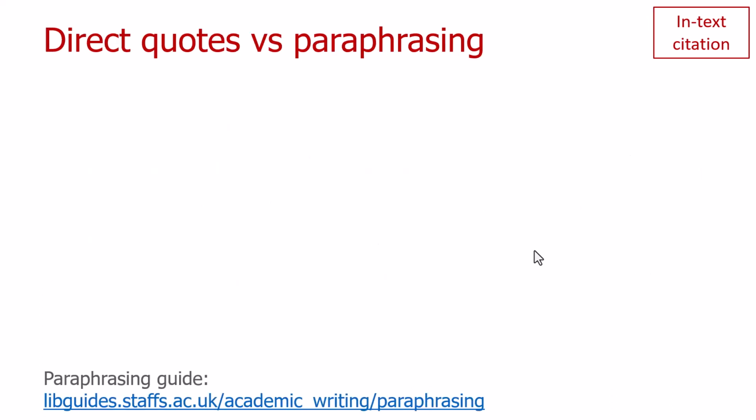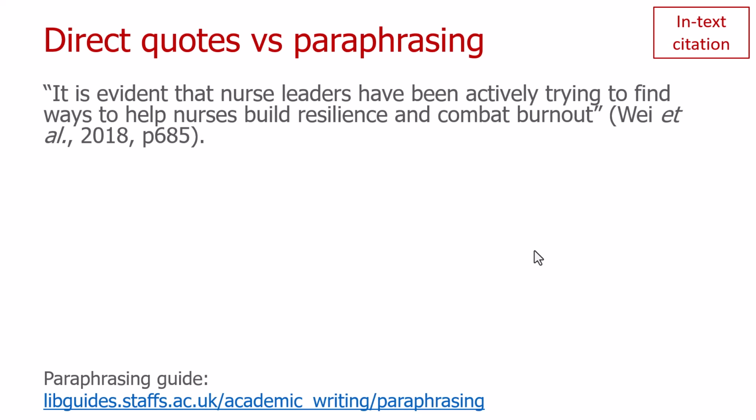So let's just look at some examples of how to present a direct quote and paraphrases. So this sentence is a direct quote. We can tell that because it is in speech marks. And then in brackets afterwards, we've got the name of the author, the year that it was published, and because it's a direct quote, the page number where that quote came from, if it's from a book or a journal article. Then there's a full stop at the end of the citation, and then you can go on to explain what you mean by that.